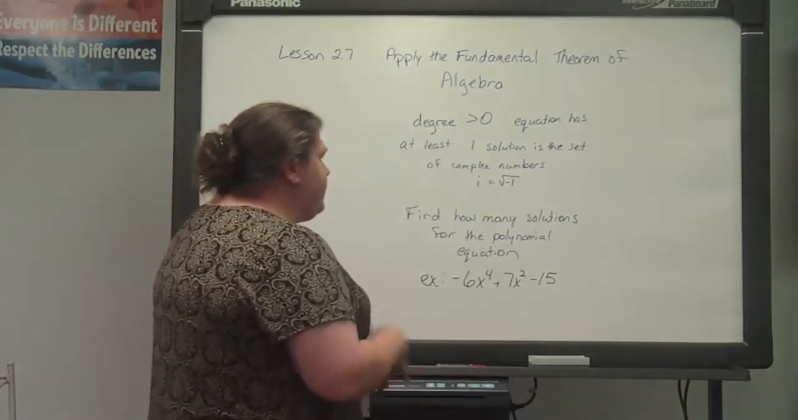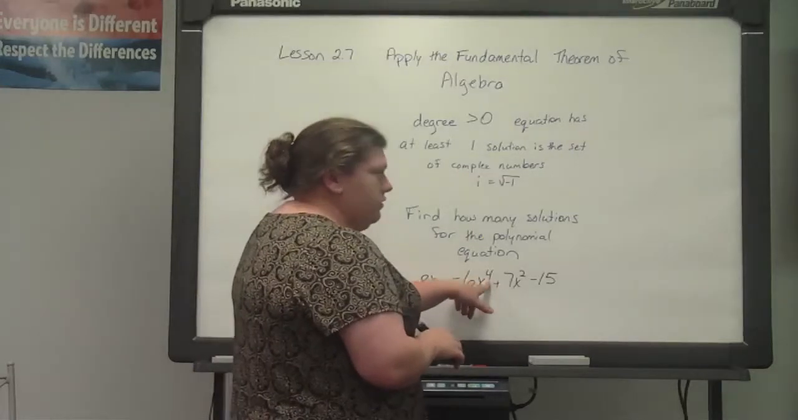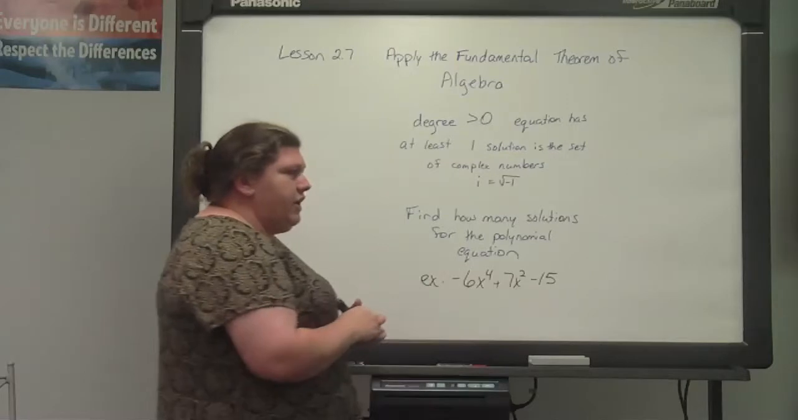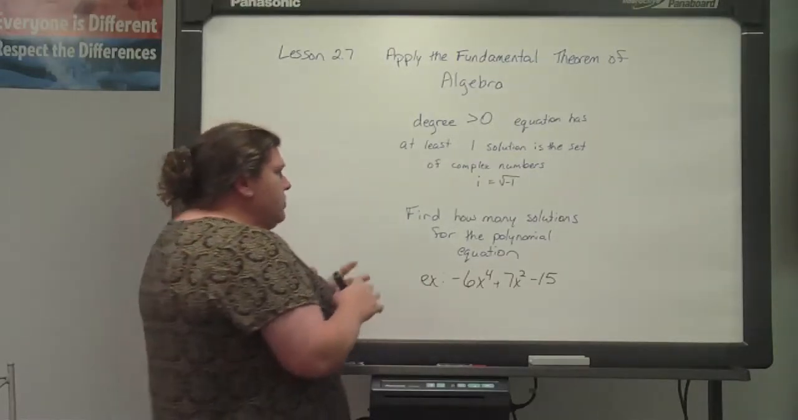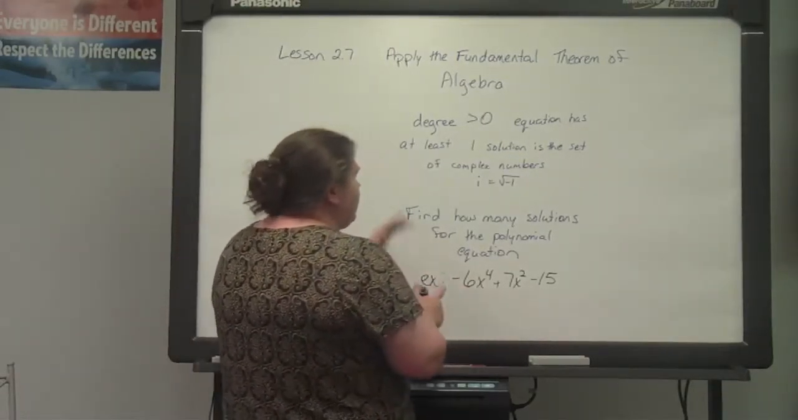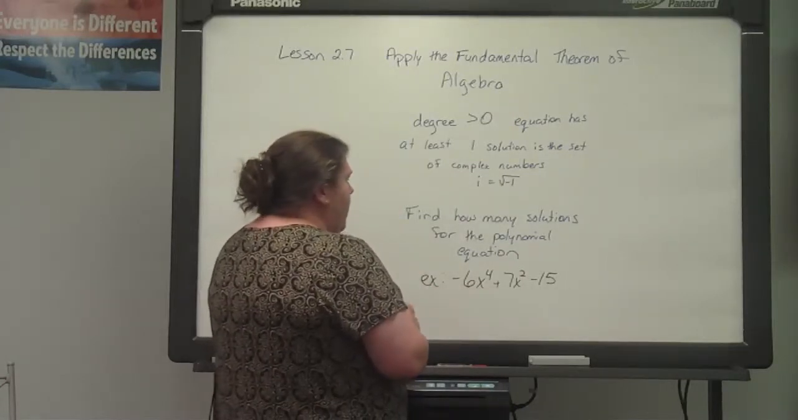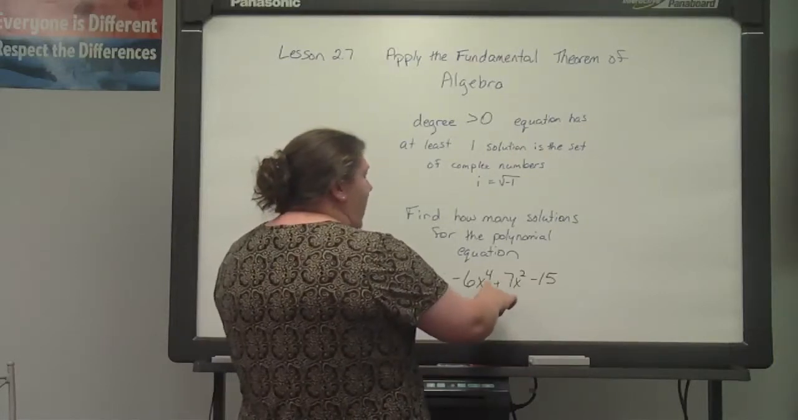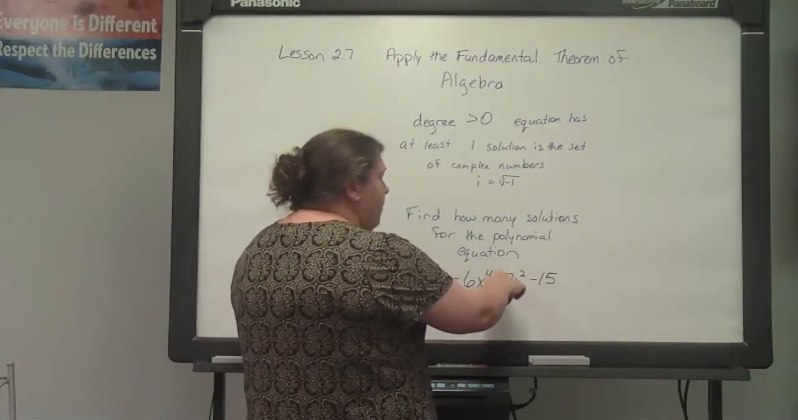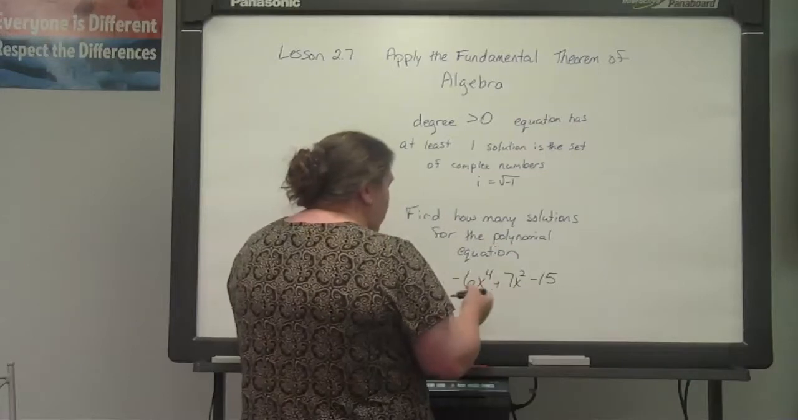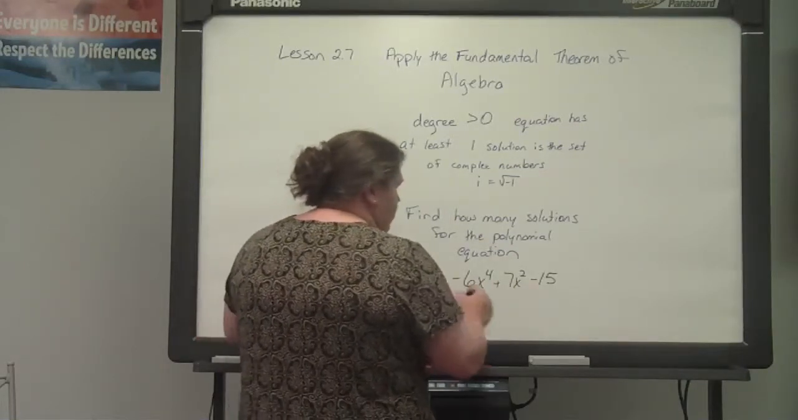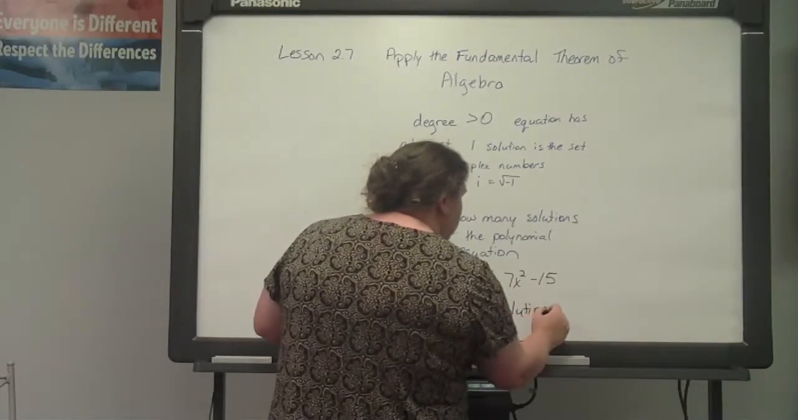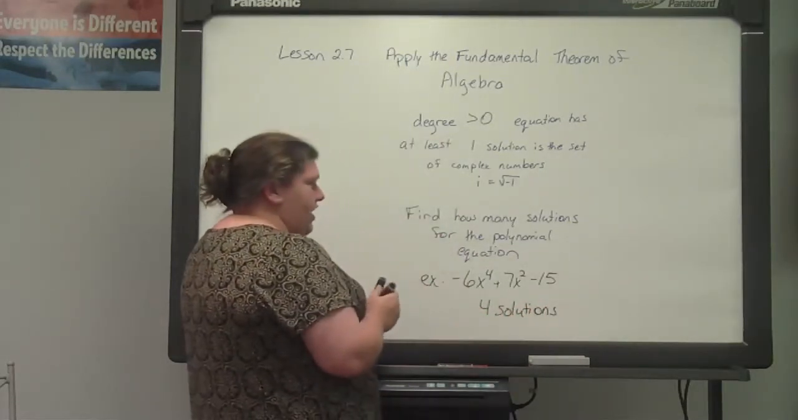Now we have previously talked about how our degree, which is the 4th degree, will tell us how many solutions there are. So when we look at this and it says find how many solutions for this particular polynomial equation, you look at the highest degree, which is to the 4th power, and so we will have 4 solutions for this particular equation.